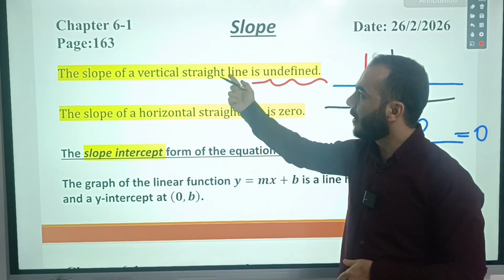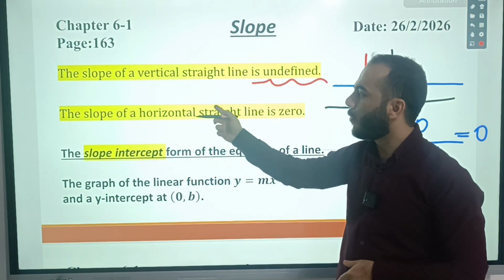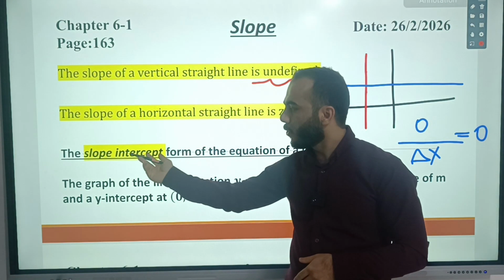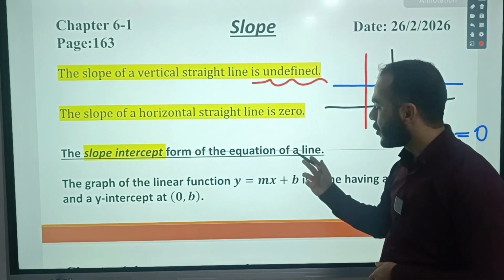Perfect. So take care of these two notes. The slope of a vertical line is undefined. The slope of a horizontal line is 0. And then the slope-intercept form of the equation of a line.